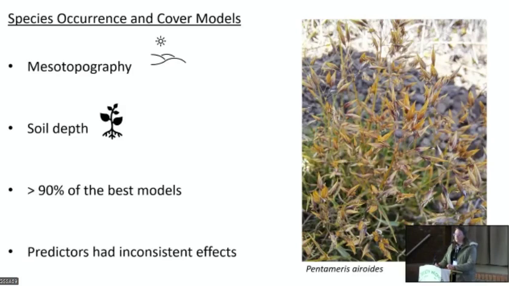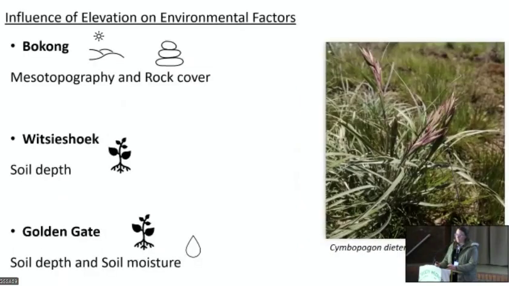Mesotopography and soil depth were the only predictors that occurred in more than 90% of the models, but they also, again, had an inconsistent effect. When looking at the influence of elevation on the predictors, for the highest site, Bokong, mesotopography and rock cover were the two predictors that were included in the most models, while for Witsy's Hook, soil depth was the most important predictor, and at Golden Gate, soil depth and soil moisture were important.